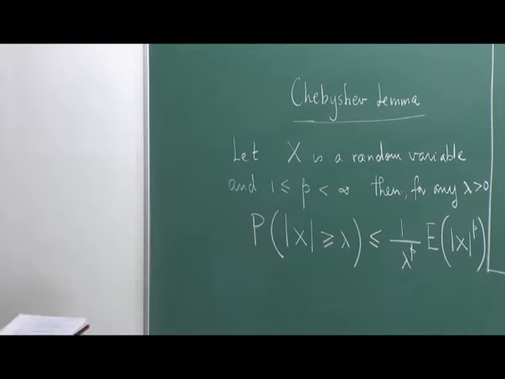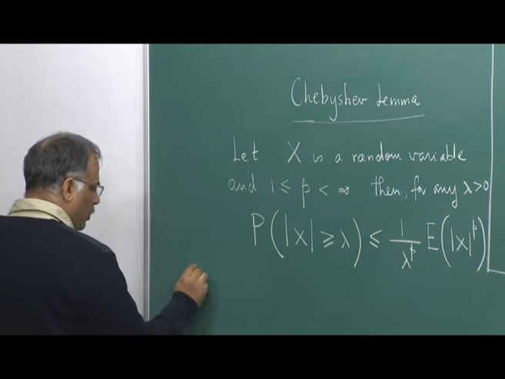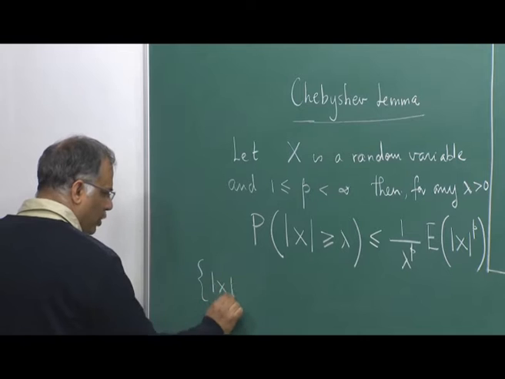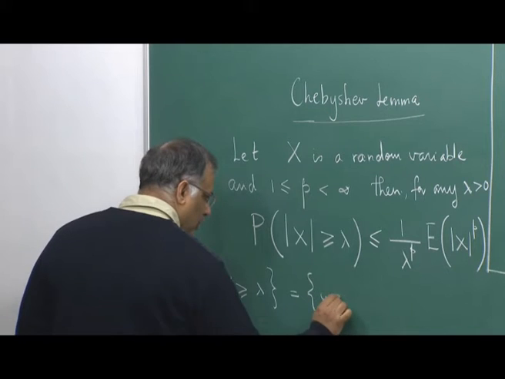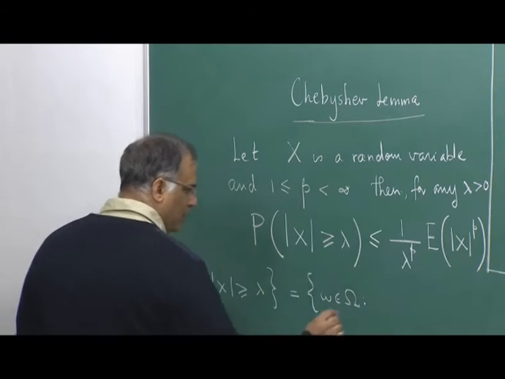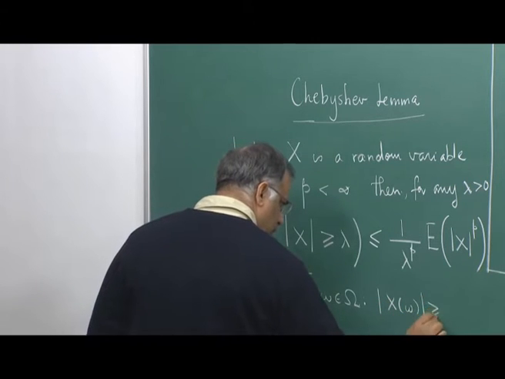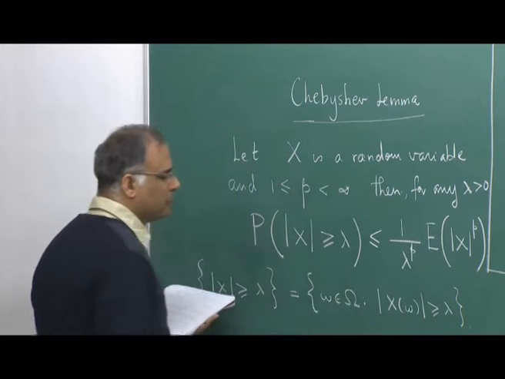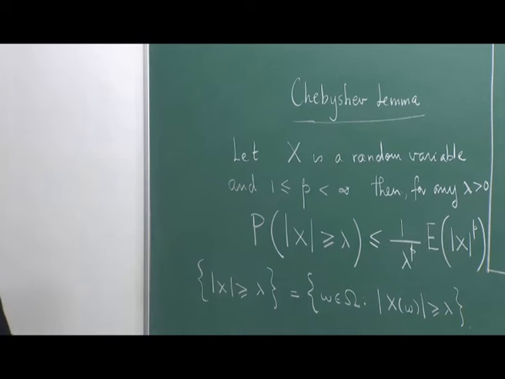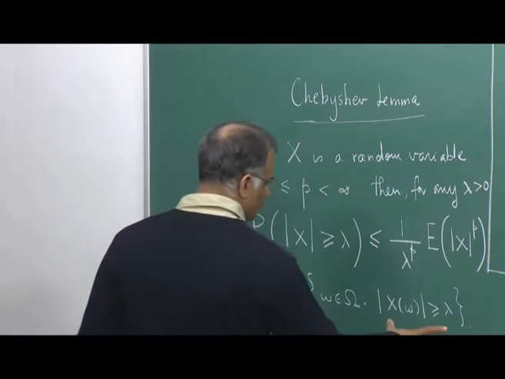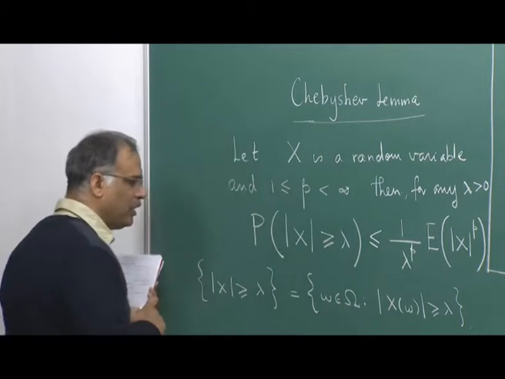Now, how do you prove it? The proof is very, very simple. Let me denote in short this set, which is the set of all omega such that the modulus of x omega is greater than or equal to lambda. Whenever I write this, I actually mean this, and that has to be kept in mind.